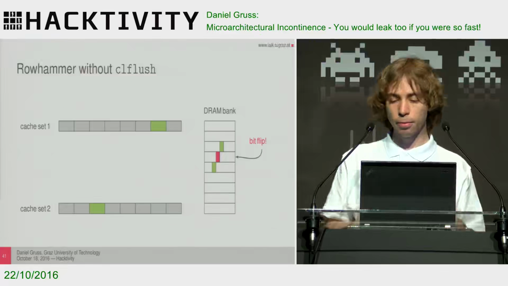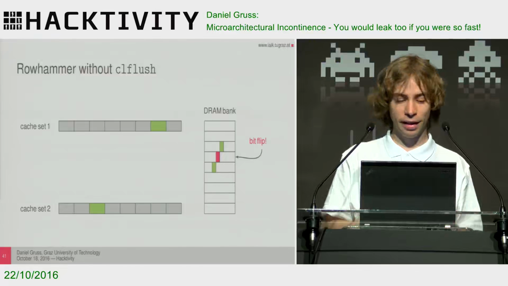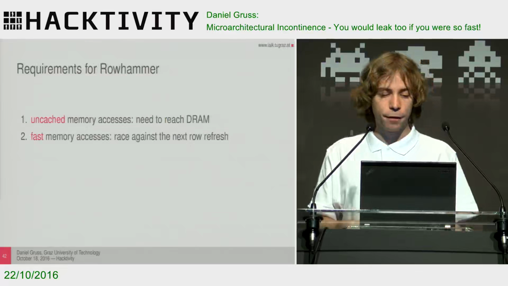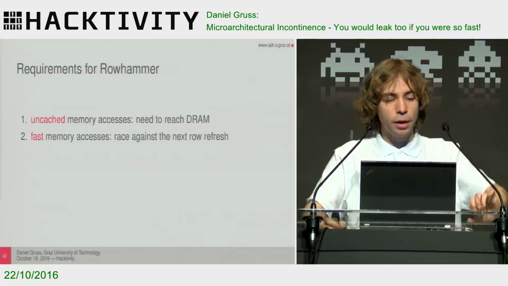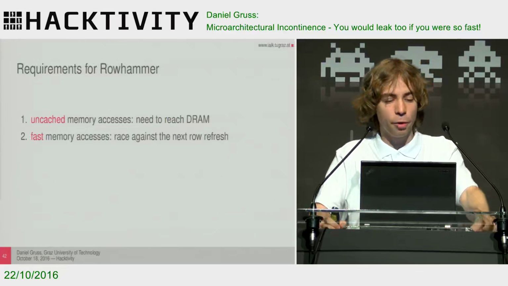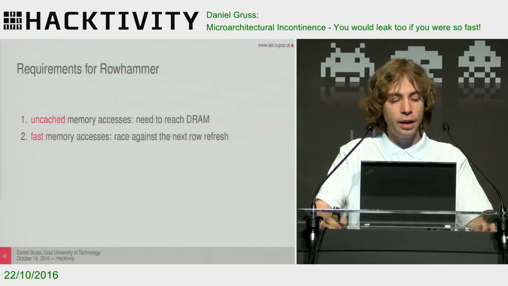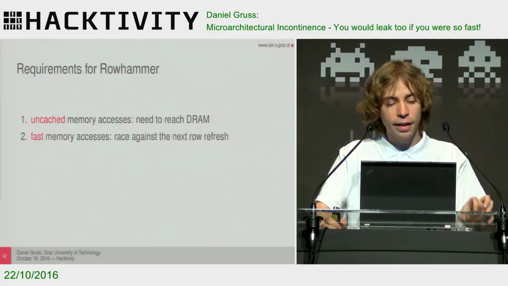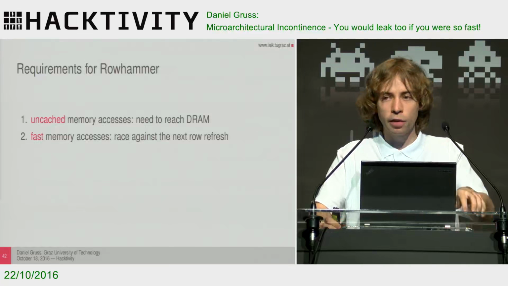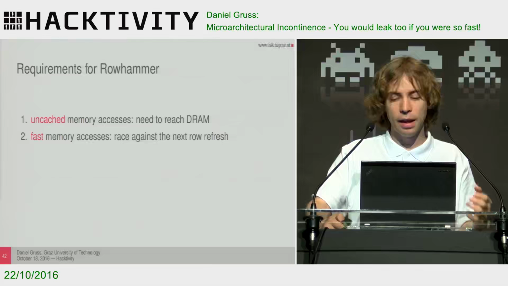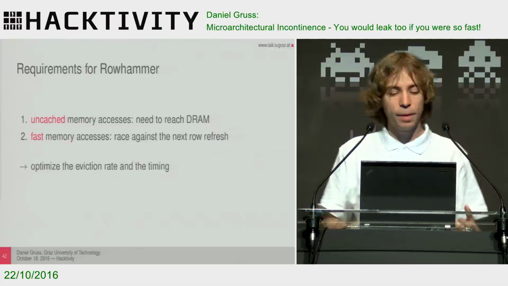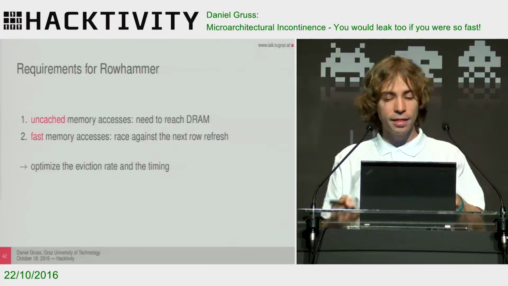There were quite some problems while developing this in practice. So we have two things that we need for Rowhammer. As I said before, we need uncached memory accesses. But the other thing that we need is we need to be fast. It's a race against the next row refresh. If we are too slow, we can't have a bit flip in DRAM. So we need to optimize both the eviction rate and the timing.